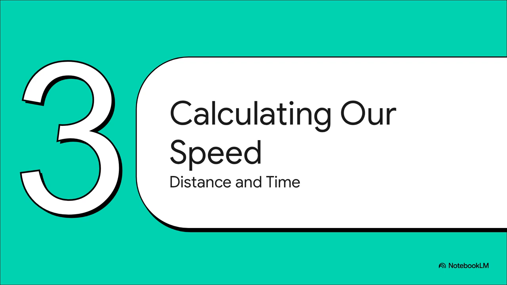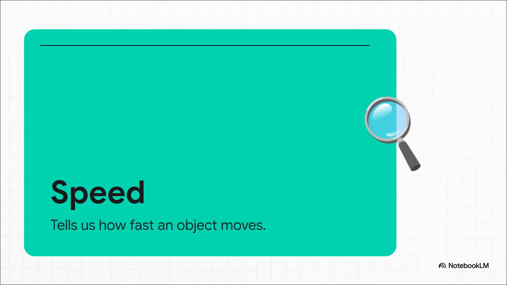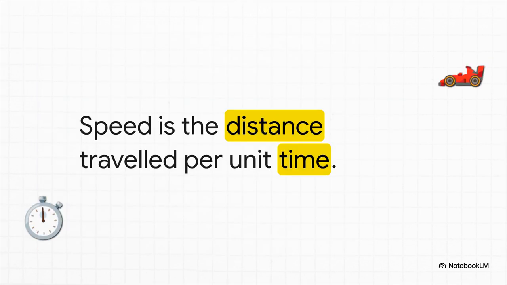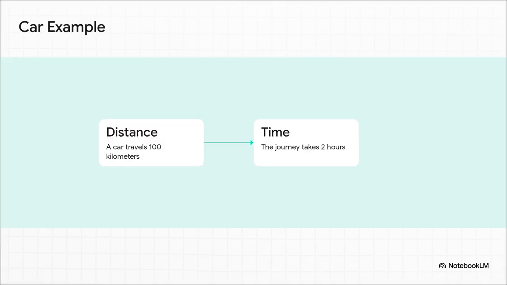Section 3, calculating our speed. We have completely mastered space, but now we have to introduce the final element of our journey, and that's time. Speed tells us how fast an object moves. It's the ultimate measure of quickness, basically the scientific answer to the age-old road trip question, are we there yet? Formally, speed is the distance traveled per unit time. Notice the structure of that. It takes our very first concept, distance, the total path covered, and restricts it with a time limit, creating a neat little ratio.